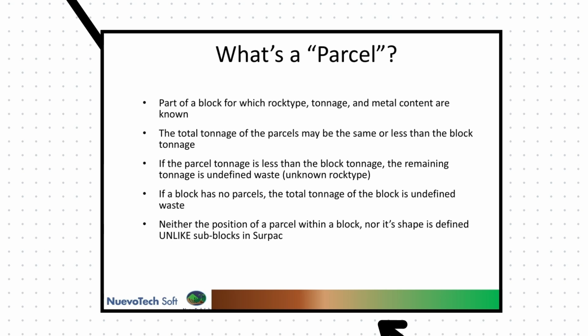For instance, if a block is 100 tons and the parcels total 80 tons of a known ore type, the other 20 is just waste, right? If no parcels exist, the whole block is treated as waste. Unlike Surpac sub-blocks, parcels have no defined shape or exact position. They are just a conceptual part of the block. In practice, for a coal block with a bit of seam and mostly waste, people could show one parcel of the block and indicate the rest as waste, right?